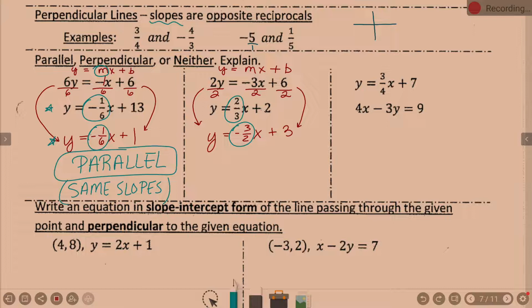Yeah, are these opposite reciprocals? Opposite means one's positive and one's negative. Do I have one positive and one negative? Yeah, because we have a positive 2/3 and, actually, I'm going to scoot that over here. We have a positive 2/3 and we have a negative 3/2. So we have a positive and negative. Are they reciprocals of each other? Are they flipped? Yes. So these lines are perpendicular.